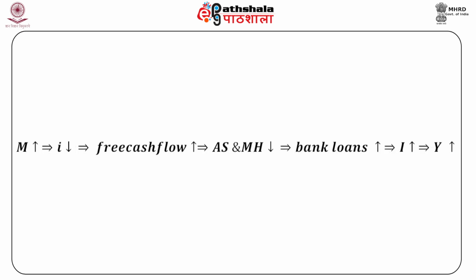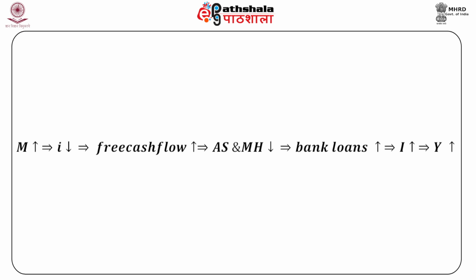Monetary easing lowers the nominal interest rate and thus lowers the interest payment by the firm and thus increases their free cash flow. Higher free cash flows reduce adverse selection and moral hazard problems, and this in turn increases bank loans, investment and higher income. This channel is different from the traditional interest rate channel in two ways. First, it's not dependent on the stickiness of price, and second, the movement across the yield curve is not required for the same.